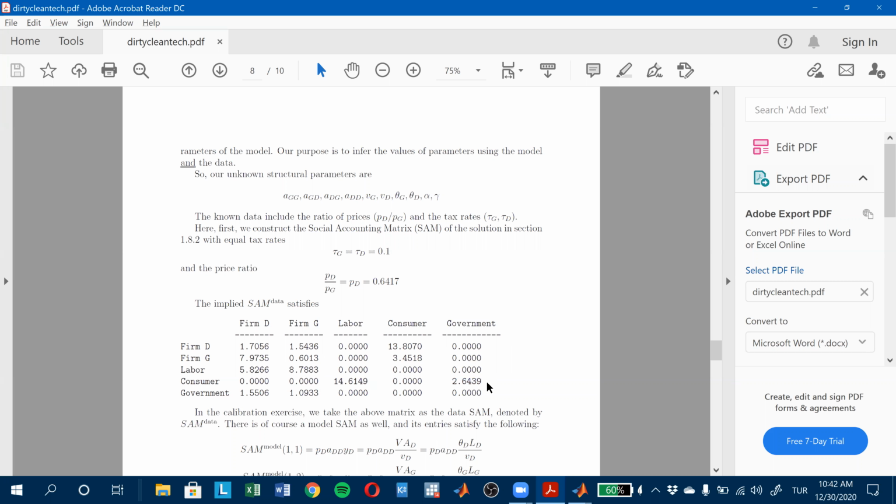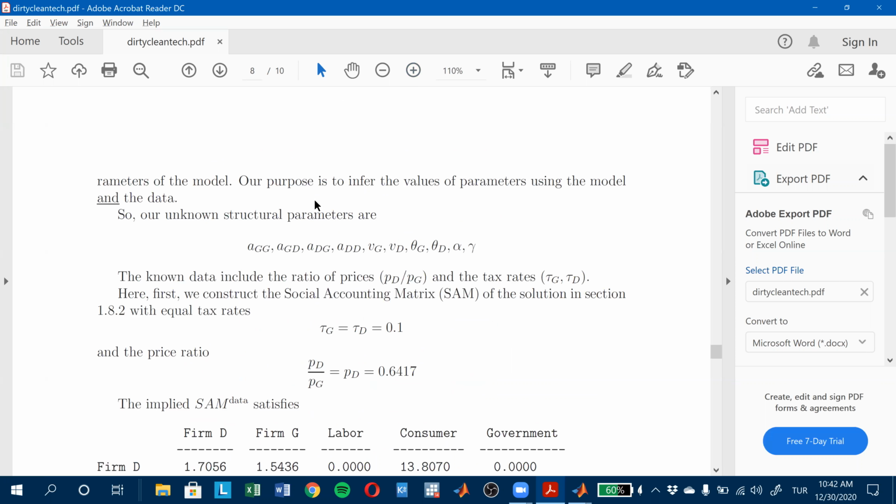I know the model, but I do not know these parameters. I do not know the input-output coefficients. I do not know the value-added technical coefficients. I do not know the productivity levels of the firms. I do not know the preferences of the consumer, and I do not know gamma. My purpose in calibration is to use what I know, basically the SAM data, the SAM model, the tax rates, and the price ratio, to recover these parameters. How do I know that? Can I calibrate all of them? Can I identify all of them? We're going to see.